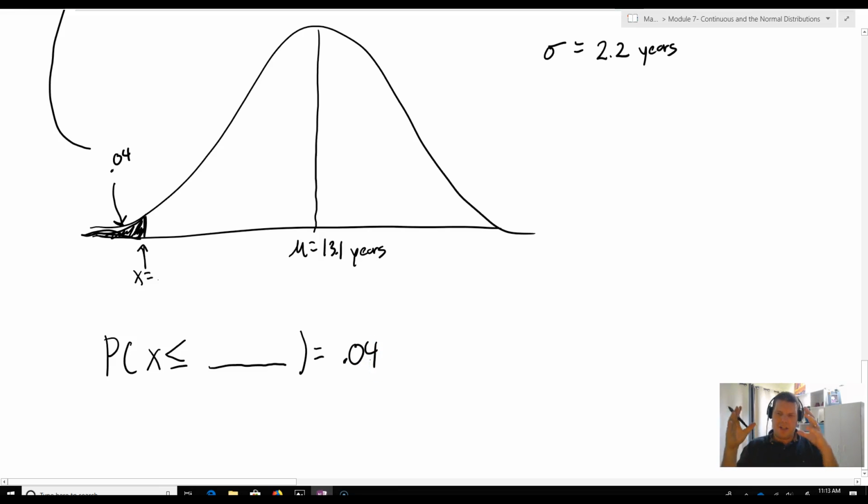So all you have to catch is how I set this up. We have 0.04, which is the size of this region right here. We're looking for x, so this is the unknown. I know what my mean and my standard deviation are, and I've got a picture that helps me think about what I'm going to end up with. All of those things are just about structuring our thinking so that we can do some problem solving.